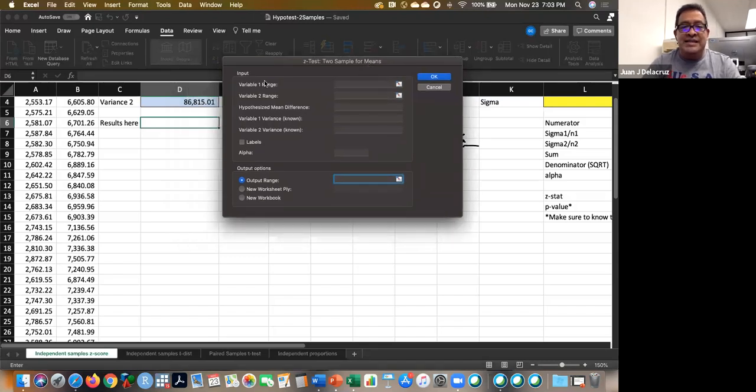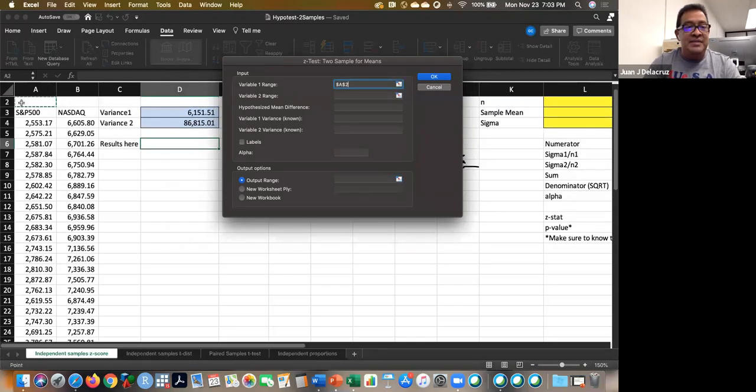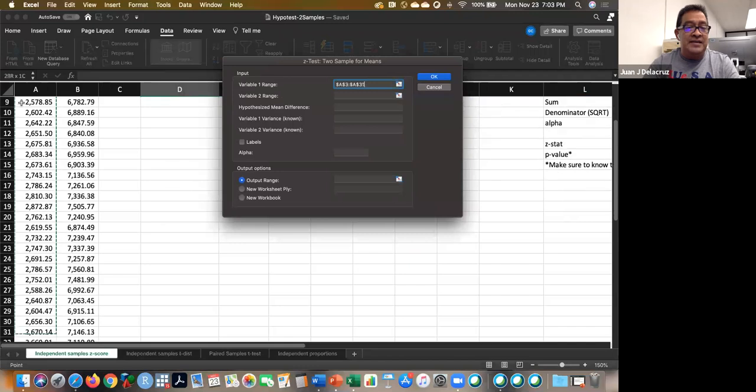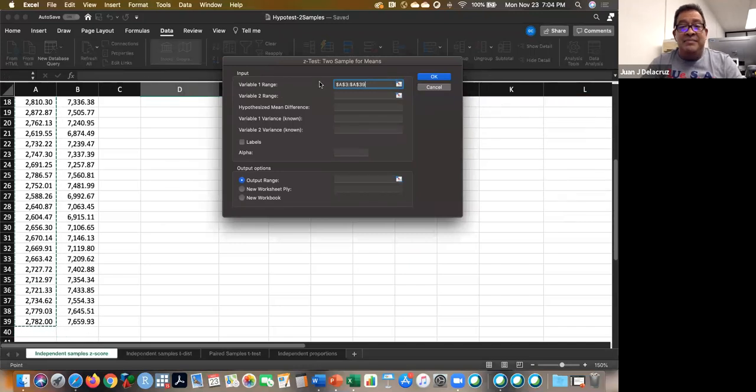In this case, it's asking me for the variable 1 range. So I'm going to click here, and then I'm going to find the beginning of my data. I can even put the labels here. I'm going to highlight my data. This is for the first one. I'm going to highlight my data for the second.